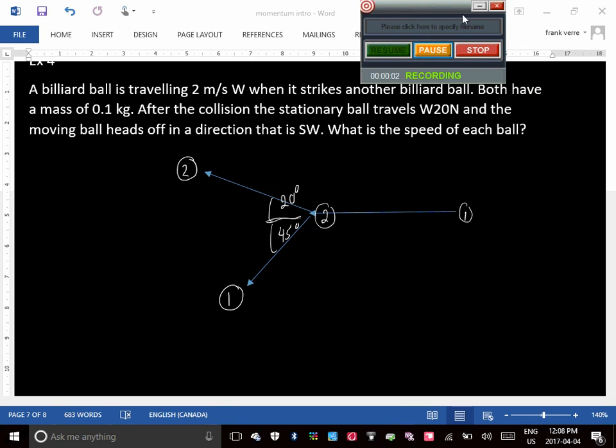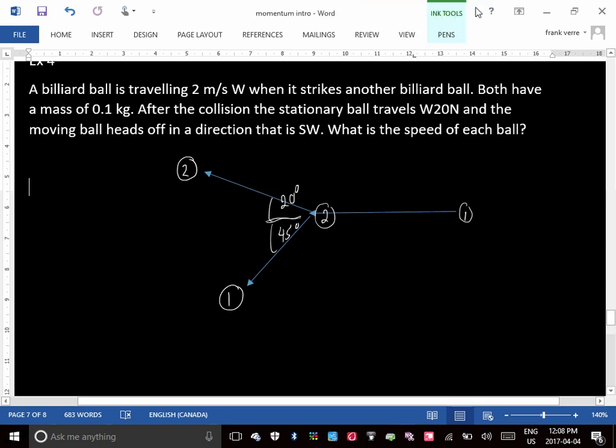All right, ladies, so we're going to look at an example of a two-dimensional motion with momentum. In this scenario, we have a ball traveling 2 meters per second west, strikes another ball, same mass, and then each ball heads off in a particular angle, okay? Now, for a question like this, I'm going to ask you, what is the initial momentum along the x direction? So we're going to talk about 2 dimensions here, right? So what's the initial momentum along the x direction?